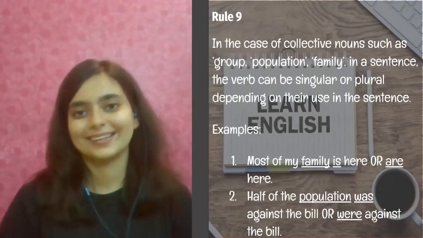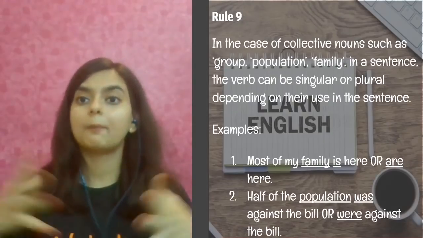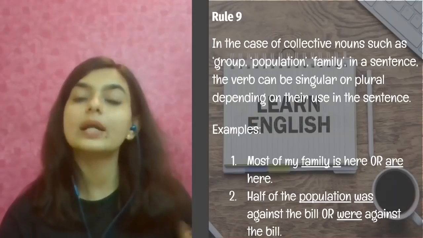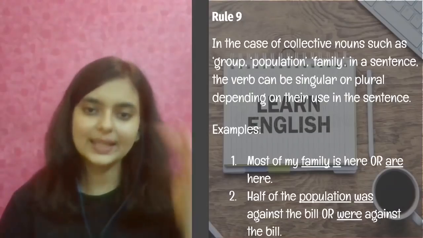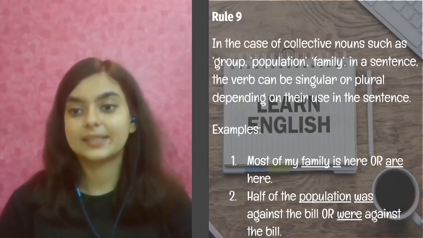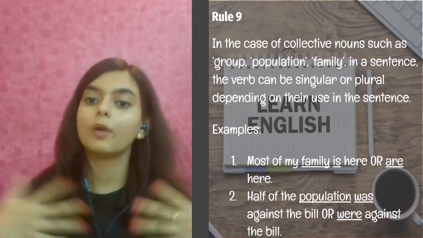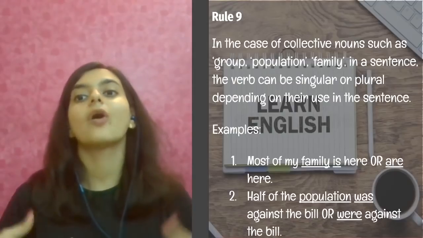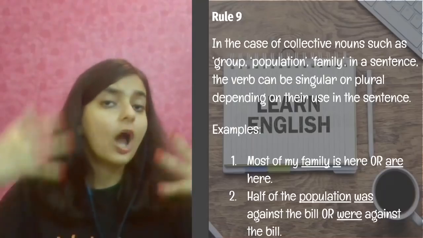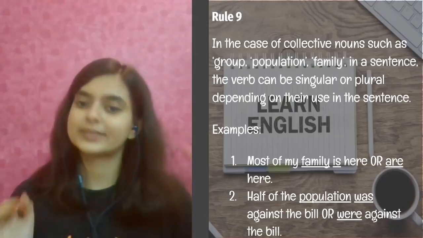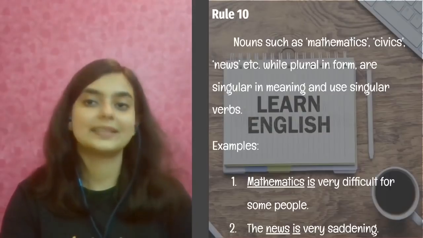Rule number 9. In case of collective nouns, as I told you about bouquet as well, group, population, family, verbs can be singular or plural depending on the use. Now this is a little confusing, right? Most of the family is here or are here. Half of the population was against the bill or were against the bill. So it depends on the use in the sentence. So this is basically contextual. Whenever you are writing a paragraph, whatever the context demands, you need to use this. Both are correct. Okay. Moving ahead with rule number 10.